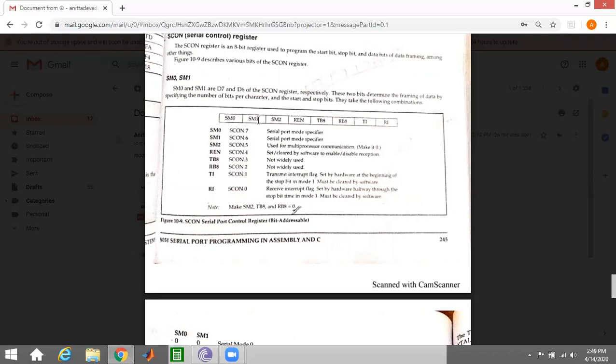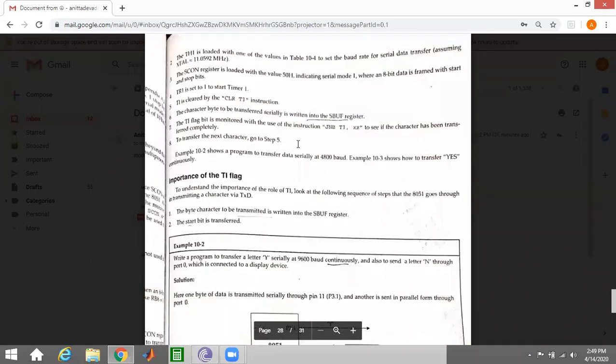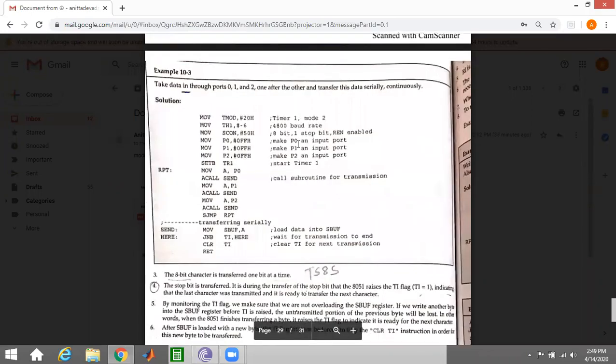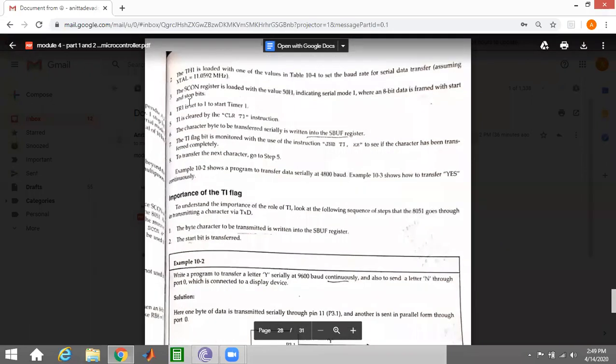So we are using it in mode 1, with this pattern 0 1 0 1. We need this REN bit also set to 1, which is set or cleared by software to enable or disable reception. For any transferring, receiving, transmission, everything has to be done, so this has to be set to 1. So 0 1 0 1 0 0 0 0, set like this. Correct? This step is done. What is the next step?